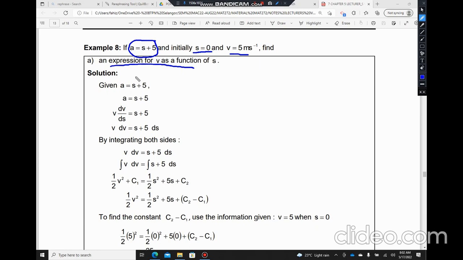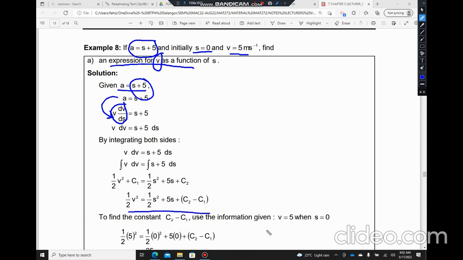Sama juga. Tadi dia diberi A, so awak tukar pada sebutan V dengan S. Sebab yang ni dia dah bagi dalam sebutan S plus 5, tapi sebelah kiri dia A, sedangkan kita nak untuk function expression for V. So cara dia, awak just tukar pada sebutan V, so kita tahu A equals V dV/ds. Sama juga kat sini, separate and then integrate both side. So you will get this equation.